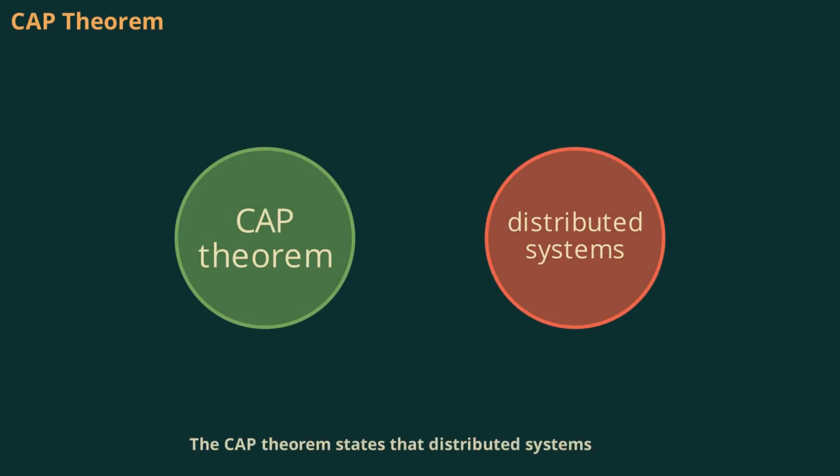The CAP theorem states that distributed systems can only guarantee 2 out of 3: consistency, availability, and partition tolerance. Trade-offs are inevitable, and understanding these helps you make informed architecture decisions. This concept often leads to deep design discussions in interviews.